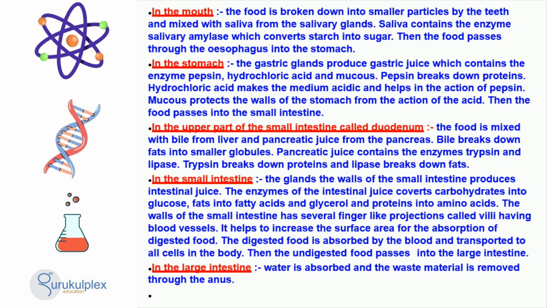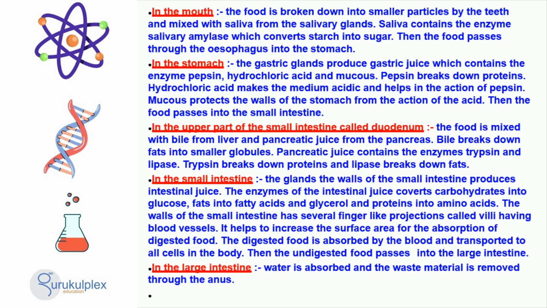The duodenum is the upper part of the small intestine and is where bile from the liver and pancreatic juice from the pancreas help to break down fats. In the small intestine, intestinal juice containing enzymes further breaks down carbohydrates, fats and proteins.